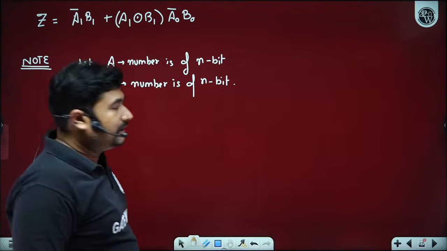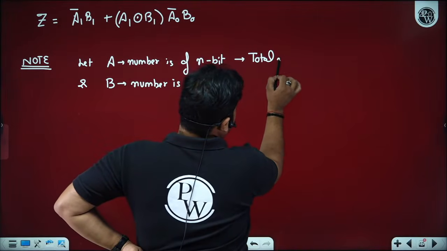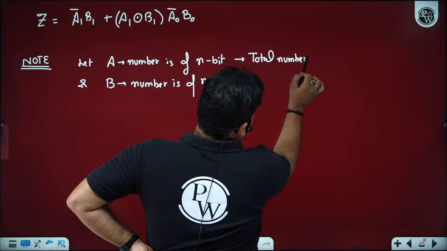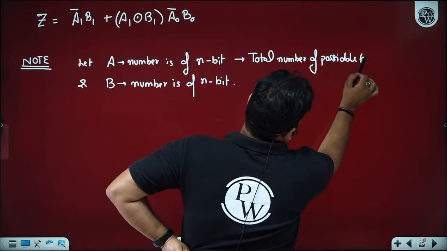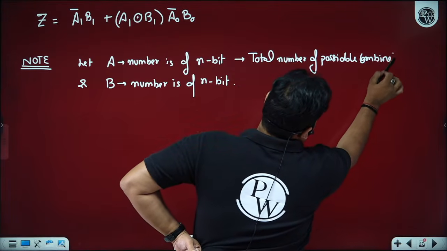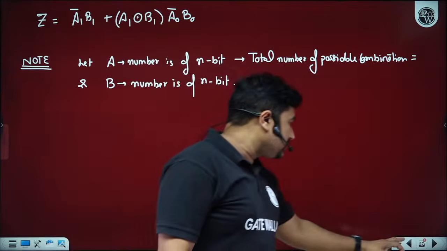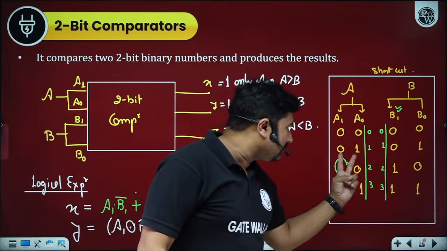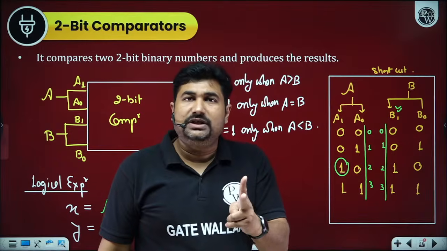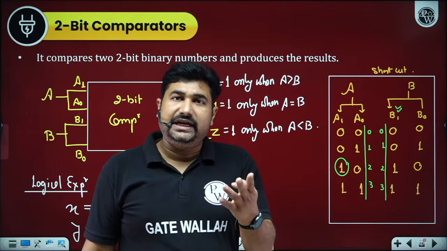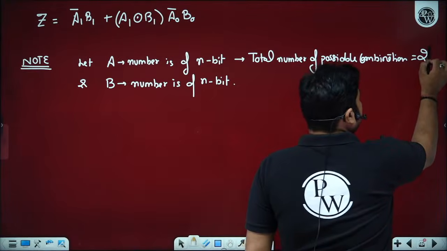Okay. Then the total number of possible combinations is... Suppose we have a 2-bit number, how many possible combinations? We can see 00, 01, 10, 11: 4 combinations possible. For 1 bit, 2 combinations are possible. Similarly, for 3 bits, 8 combinations are possible. So for n bits, 2 to the power n combinations are possible.